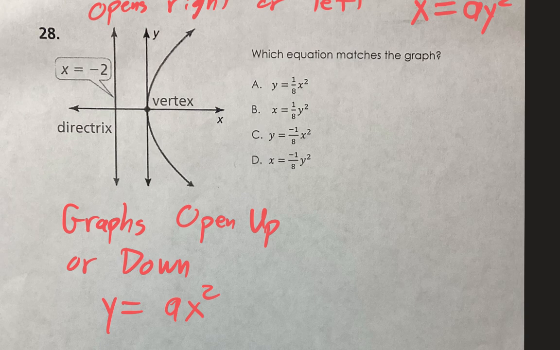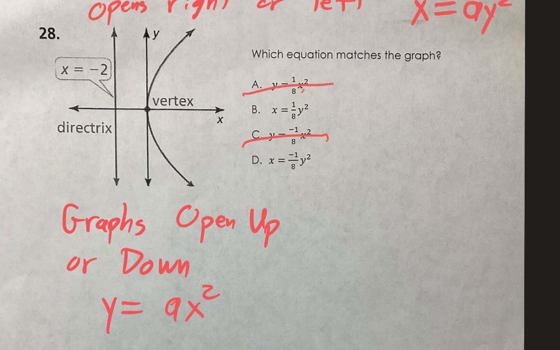So let's look at our graphs. We have y equals 1/8 x squared. Okay? I know that graph opens up or down because it's y equals x squared. So I can eliminate that because my graph's opening left or right. x equals 1/8 y squared. That's opening left or right, so we're going to leave that. We're not worried about the direction yet. I can also eliminate this other y equals x squared, because remember, y equals x squared is opening up or down.